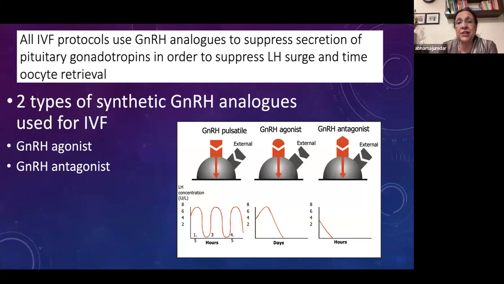But can you suppress LH alone? No. You will suppress both the hormones, because all these agonists and antagonists work on the receptors to suppress both the hormones together. So this is the natural pulsatile GnRH, this is the agonist, and this is the antagonist. And if you see, the antagonist will suppress within hours. The agonist takes a few days to suppress because it will cause a flare and then suppression. And the pulsatile one is pulsatile, so it helps in production all the while.